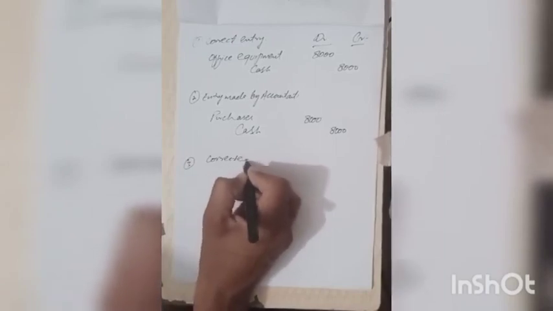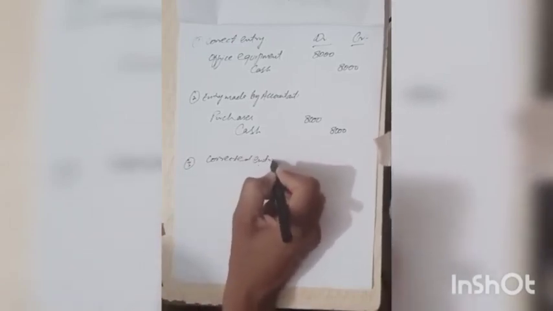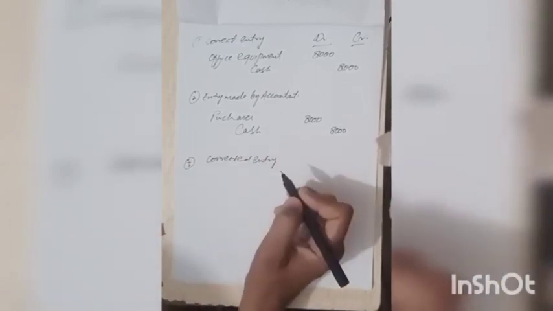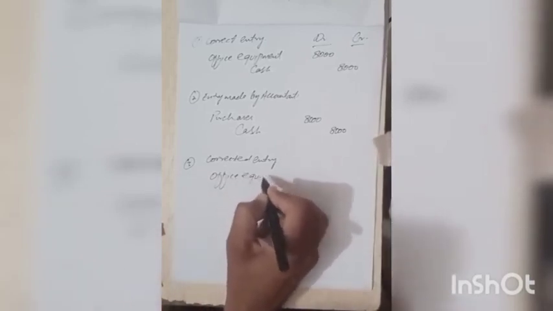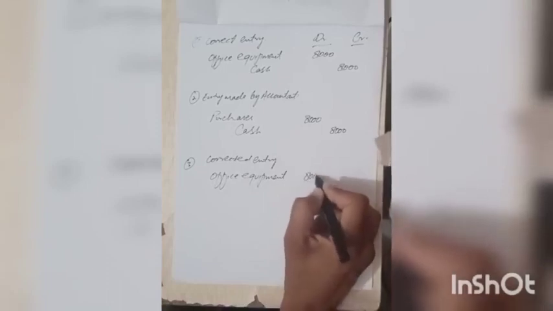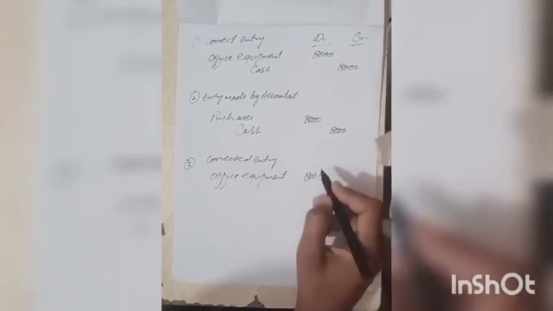Now we have to pass the corrected entry in our books. What should be the corrected entry? It should be office equipment debit with 8,000, and in the second entry you can see here we wrongly debited purchases account, so we have to credit this account with this amount 8,000.